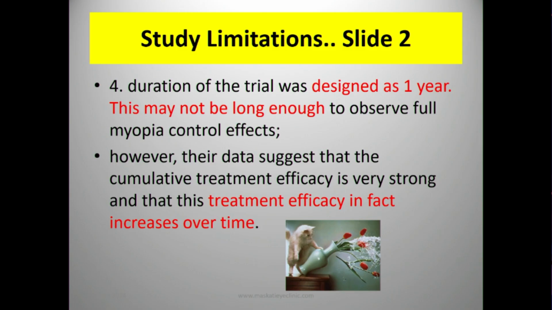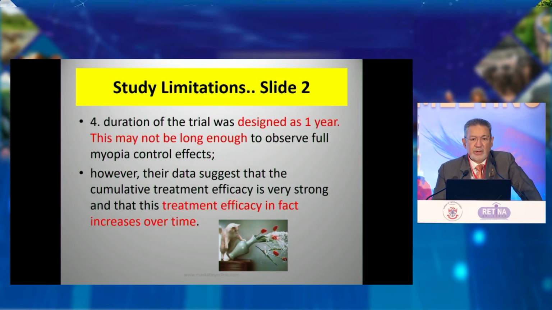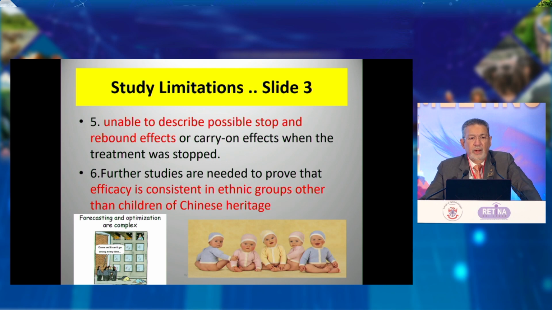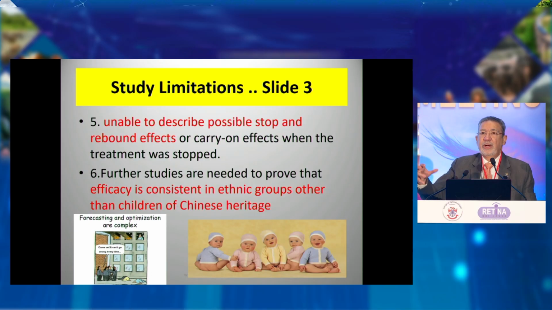Duration of the trial was just 1 year. This may not be long enough to observe full-term the myopia control effects. So we need to see whether this lasts over time. And we don't know, unlike the ATOM studies for atropine drops, what happens if you stop, whether there are any rebound effects, and whether this works in non-Chinese population as well, because it's been tried only in the children of Chinese heritage so far.